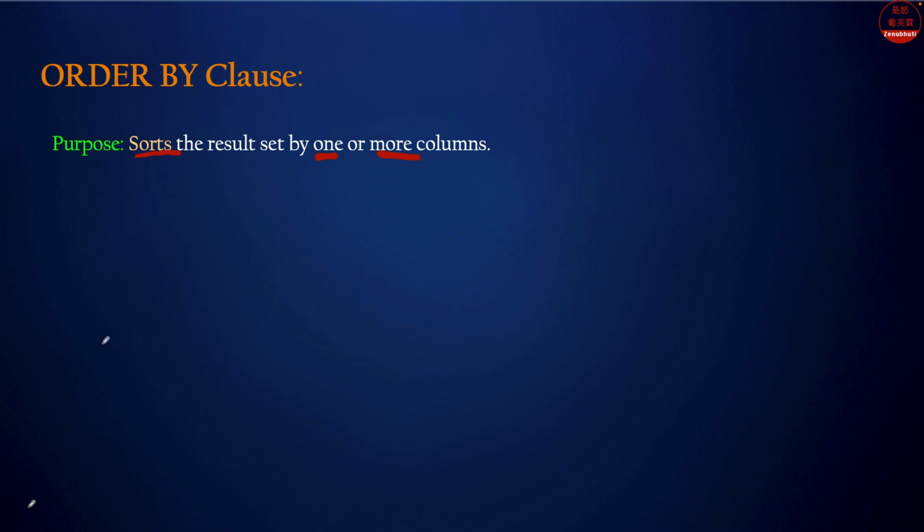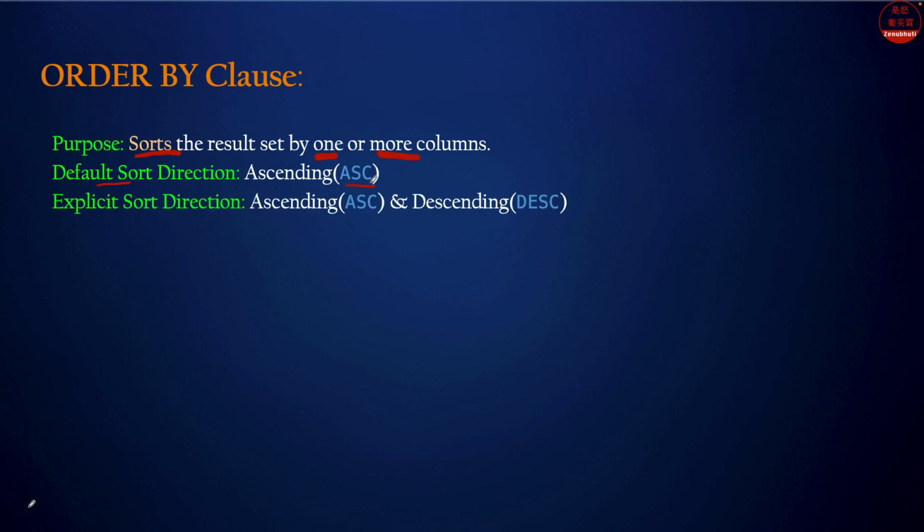Now there are two ways we can do that. Either we can use ascending order or descending order. The default sort direction is ascending, and that is described using the ASC keyword. And explicitly you can mention it using the ASC keyword for ascending order and the DESC keyword for descending order. Let's try to understand this using an example.